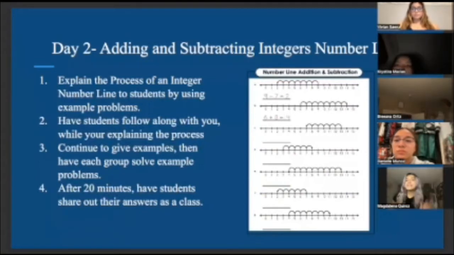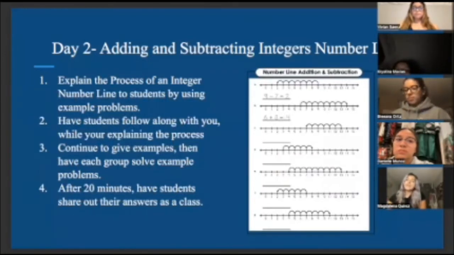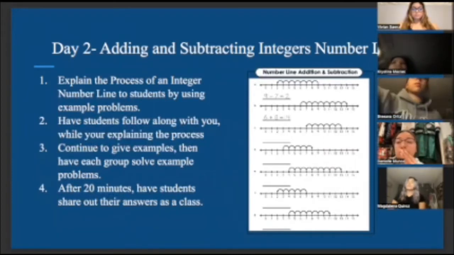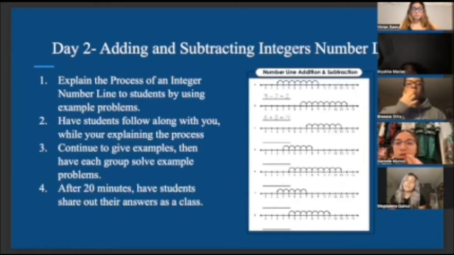The second day will mainly focus on adding and subtracting integers on the number line. You could first do this by explaining the process of an integer on the number line, having students use example problems. You can also have students follow along with you while you're explaining the process, because this makes it easier for them to comprehend everything if it's going step by step. Continue to give examples, and you can have each group solve the problems so they work better as a team. Then after 20 minutes, you can have students share out the answers to the class.